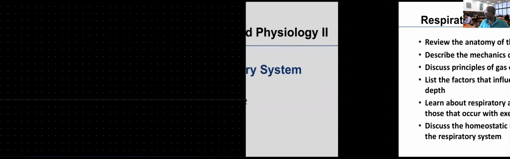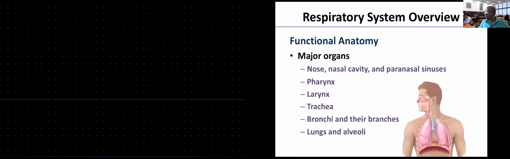All right, so today we are starting our discussion of the respiratory system, which is chapter 22 from your textbook. First, we are looking at the functional anatomy of the respiratory system.